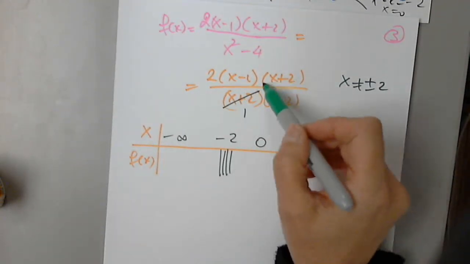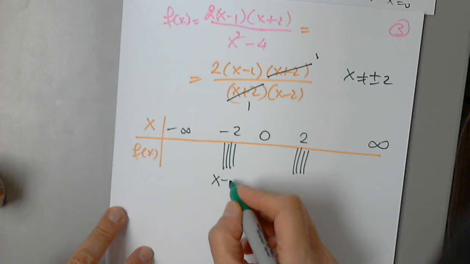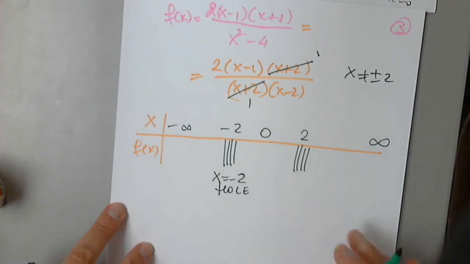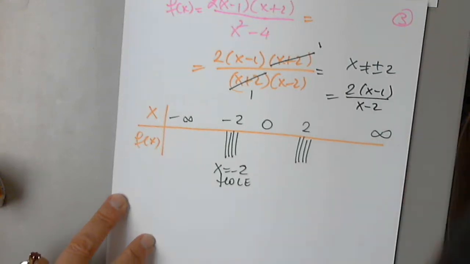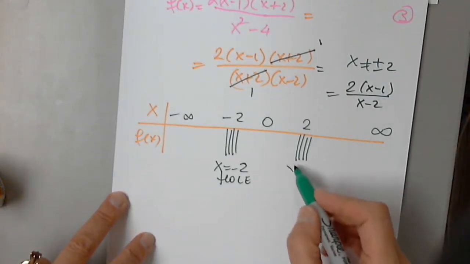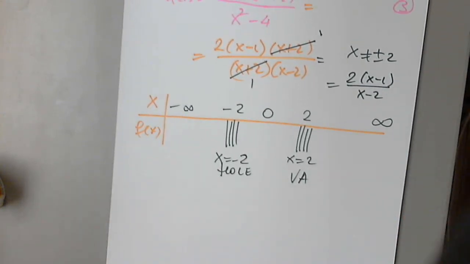However, this is what happens now. I'm asking you to refresh your memory. What did I say about x equals negative 2? Is there a hole? Excellent. x equals negative 2, hole in the graph. Since the final simplified form is 2x minus 1 over x minus 2, what will x equals 2 represent? Excellent. Well done.